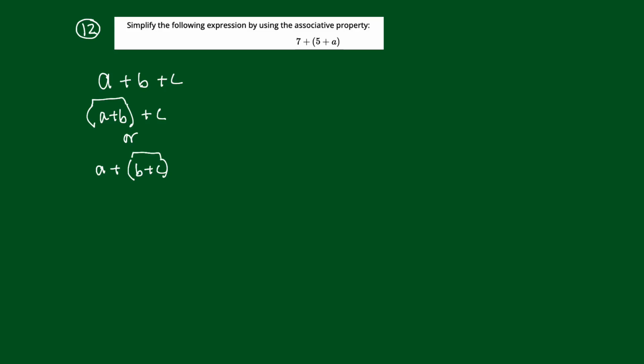All right, so here's what we have. We have (7 plus 5) plus a. So what I'm going to do is I'm just going to take this set of parentheses and shift them over and write it as 7 plus (5 plus a). And 7 plus 5, well, we can do that one. That's going to be 12 plus a.